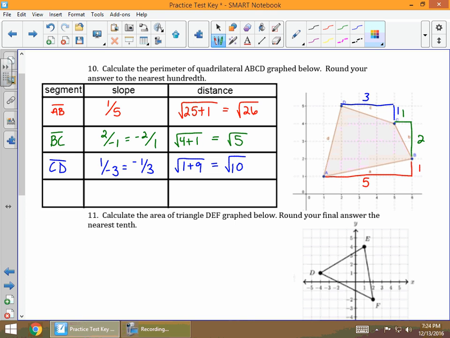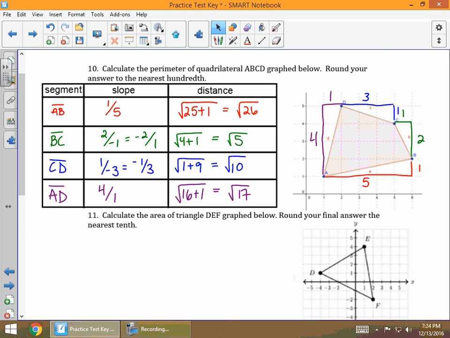And the fourth segment is segment AD. So from A to D, it looks like I'm rising 1, 2, 3, 4. I'm running 1. So rise 4, run 1. And my distance is the square root of 4 squared, which is 16, and 1 squared is 1. So 16 plus 1 is radical 17. Now, to find this perimeter, I have to add up all of those 4 numbers.